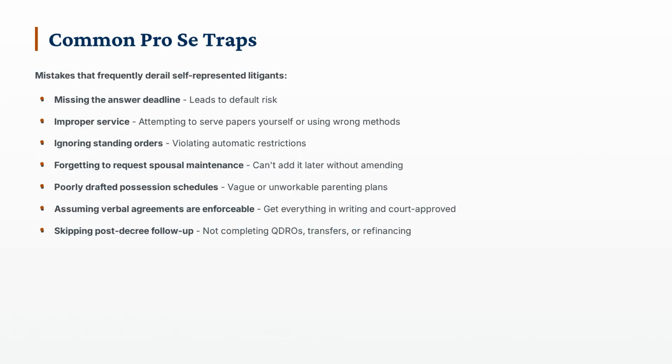Another one is assuming verbal agreements are enforceable. Now, they can be used as evidence for sure, but they aren't necessarily enforceable. You need to go ahead and get temporary orders established if you're looking for something that can be enforced. And not doing the proper follow-up after you get that final decree, that's huge. Once you get the final decree, you need to make sure you tie up those loose ends, get the QDRO done, which is the retirement paperwork, transfer property, get the income withholding for child support and everything else, change your name, all the other stuff to make sure that you're in a good position to move forward with the rest of your life.